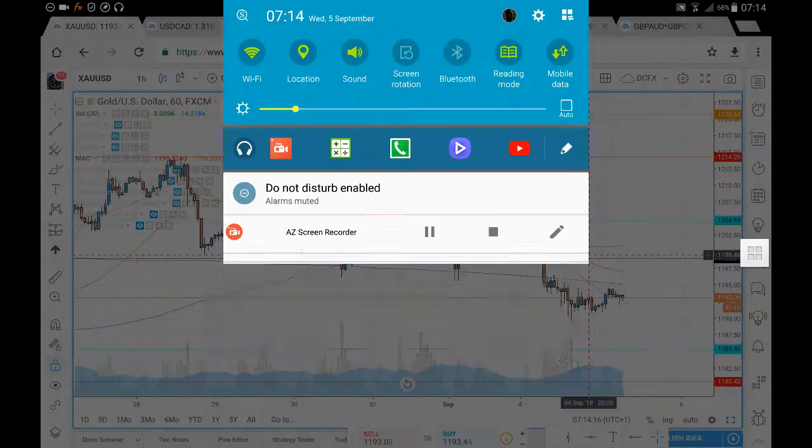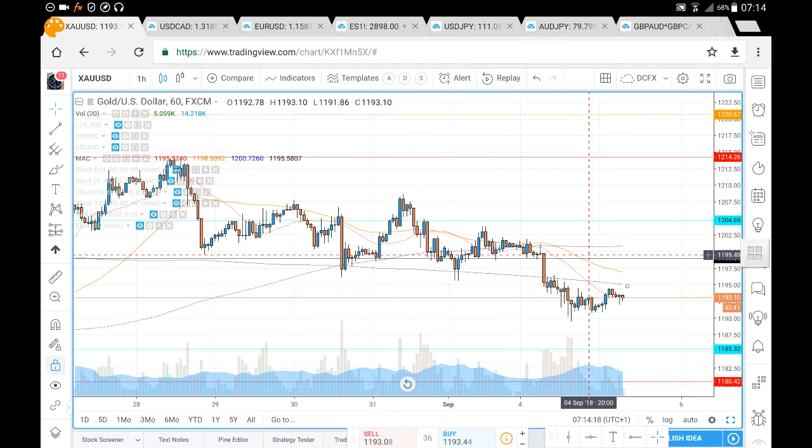So this is the XAUUSD analysis for Wednesday the 5th of September. Now let's have a look at prices and where price may likely go. So we've seen this breakdown from this 11.99. We've seen price come down towards this 11.90, briefly held above the 11.90.